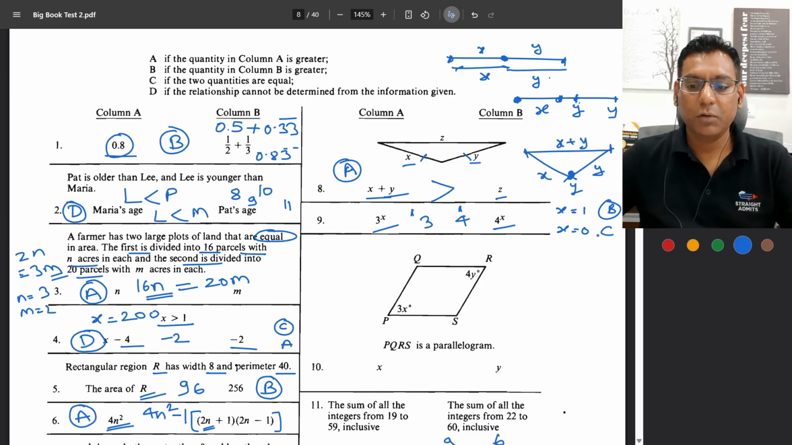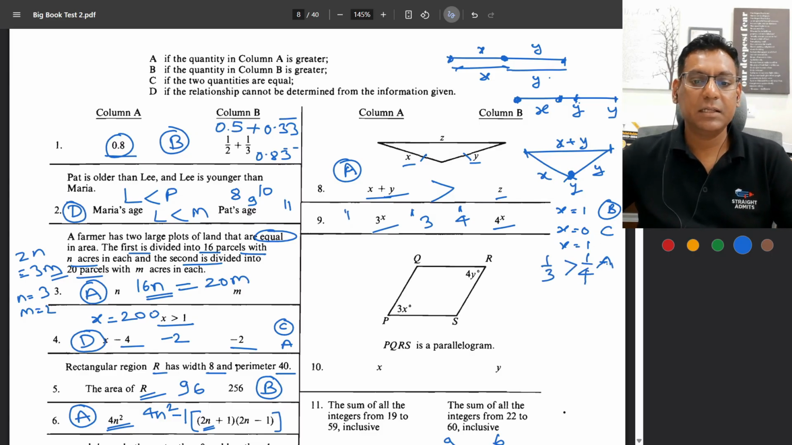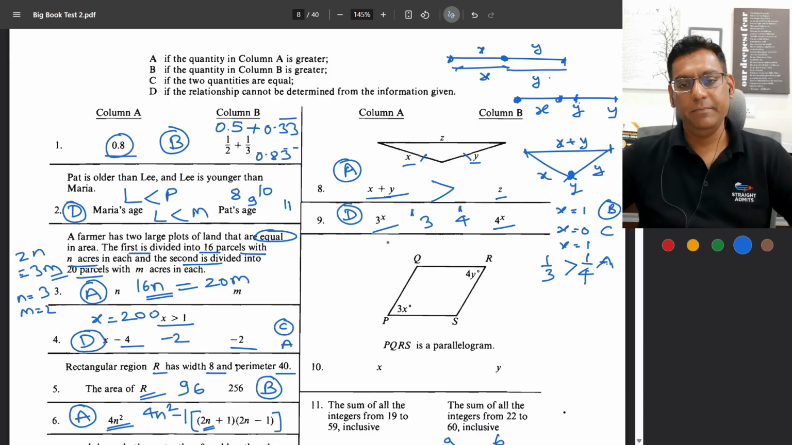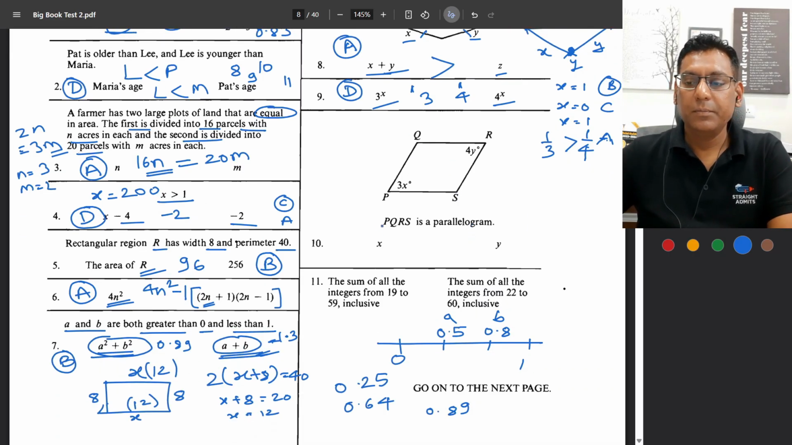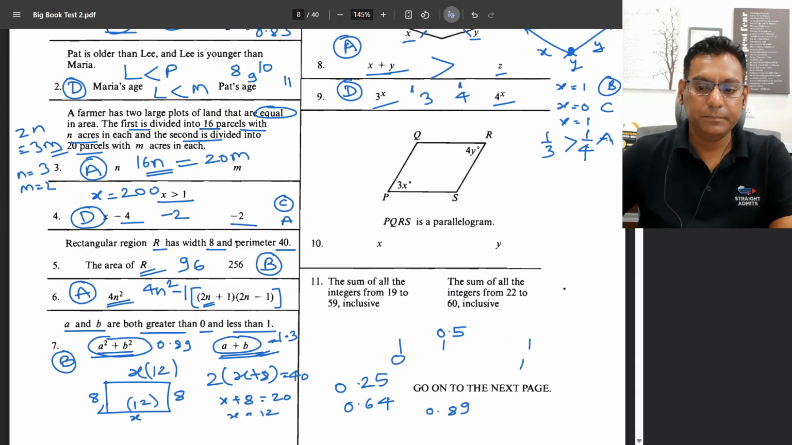Not solvable. If I put x is equal to minus 1, again I'm going to get 1 by 3 and 1 by 4. Obviously 1 by 3 is going to be greater. So I get A. I'm not getting any consistent answer. So answer is D. Okay, let me just get rid of this for the next question.